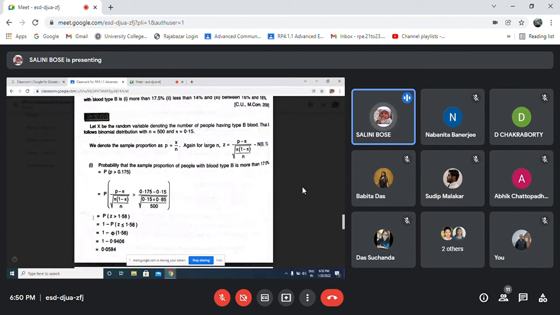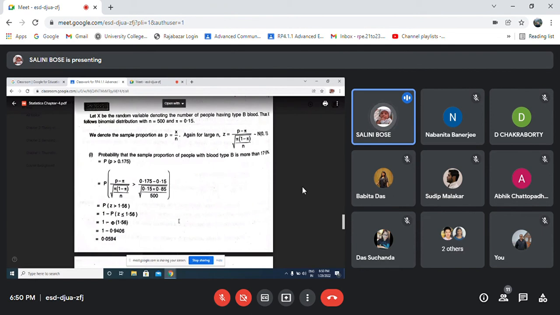So Z greater than 1.57 can be written as 1 minus probability of Z less than or equal to 1.56, and that means 1 minus phi of 1.56. So phi of 1.56 is 0.9406. So from here you can get this result.